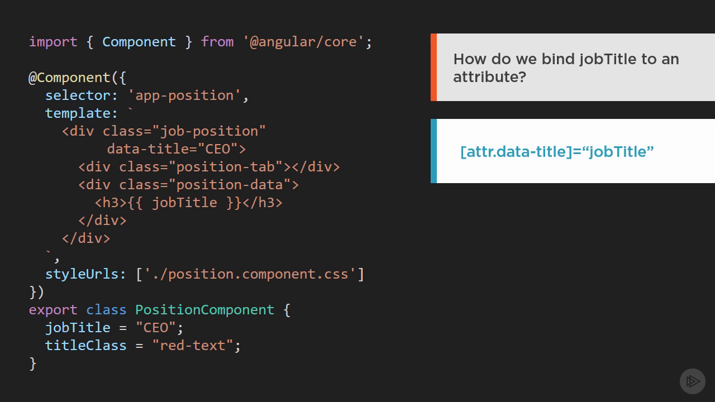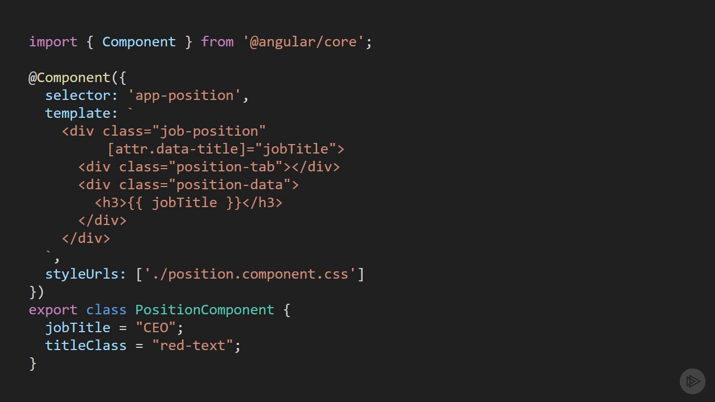There's a special binding called attr for attribute. We specify attr.data-title, or whatever attribute we want to work with. This way we get direct access to the attribute. And because it's in square brackets, Angular will evaluate job title. It'll look up its property in the class. So there's nothing visual about this, so I won't show that, but I'll just show what it looks like.